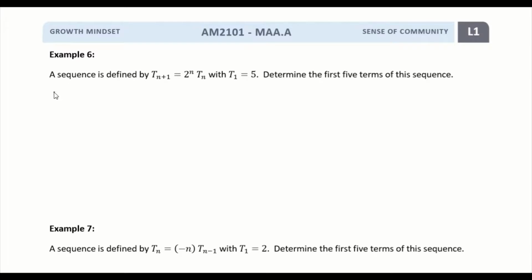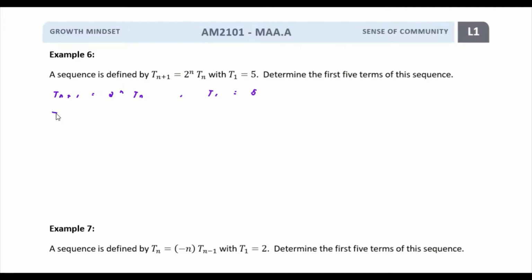So we have T(n+1). For you to get the next term, you take the current term, so the previous term, times 2 power n. T1 is 5. Again, the n here basically means the position of your term only. So, determine the first 5 terms.